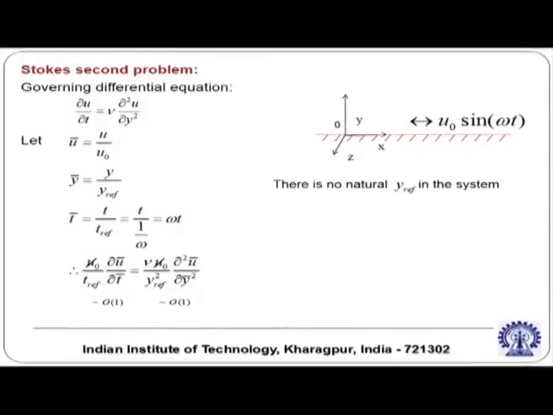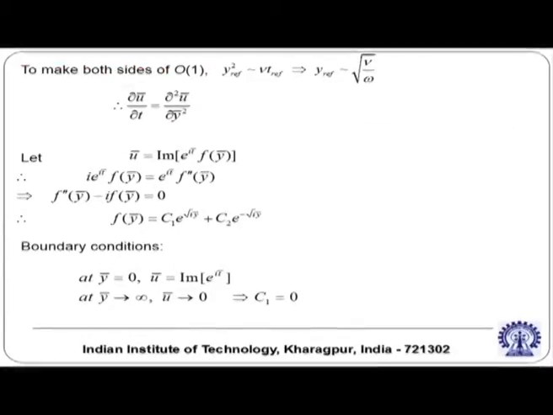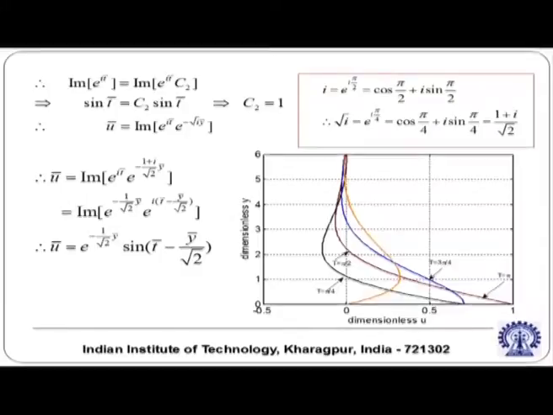So, this is the Stokes second problem. I will straight away go to the solution, I will not go through the algebra, but I will just show you a graphical representation of the solution of the Stokes second problem. You can see this graph of dimensionless u versus dimensionless y for different values of capital T, where capital T plotted here is omega into t, or t bar. So, for different values of capital T you have different u versus y solutions.